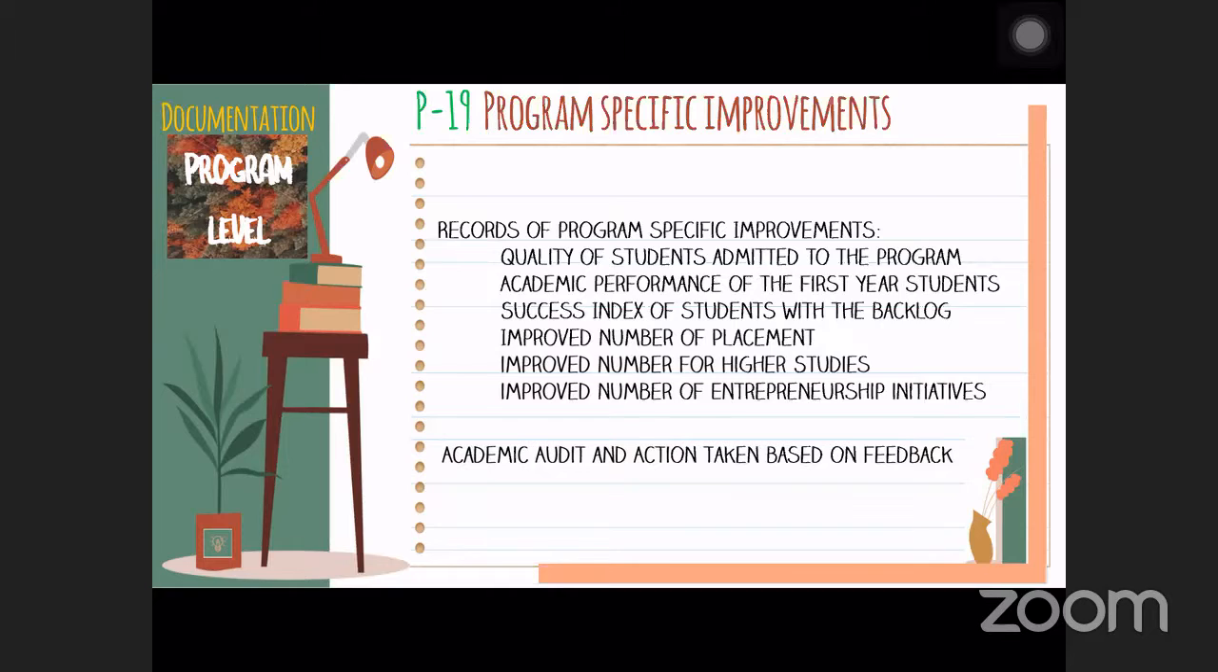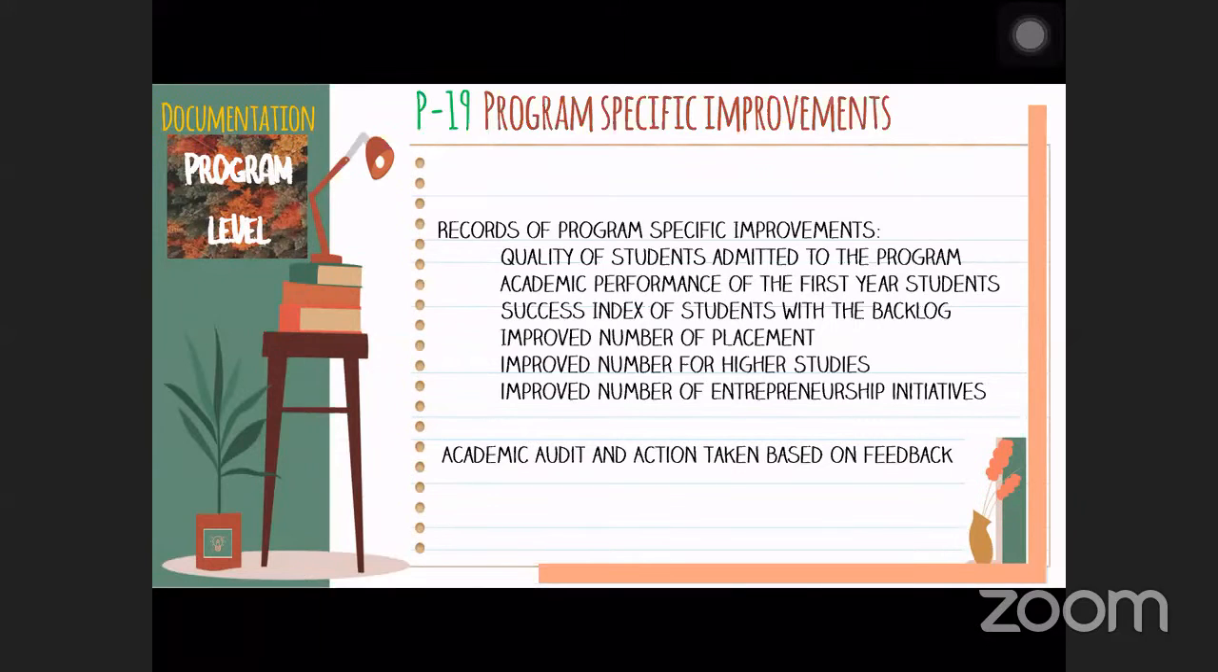The records of program specific improvements, such as quality of the students admitted to the program. You have a record of the students admitted into the particular program for the last 3 years. Now, by looking at the trend of the students, if you are getting students with a higher cutoff every year as compared to the previous year, then the quality of the students admitted to the program is getting continuously improved. That could be proved.